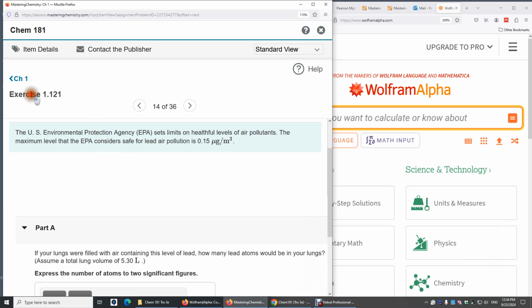Chapter 1, Exercise 1.121. The U.S. EPA sets limits on healthful levels of air pollutants. The maximum level of lead is 0.15 micrograms per cubic meter. If the lung volume is 5.30 liters, how many lead atoms would be in your lungs, assuming this level?